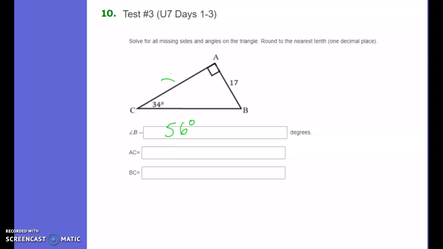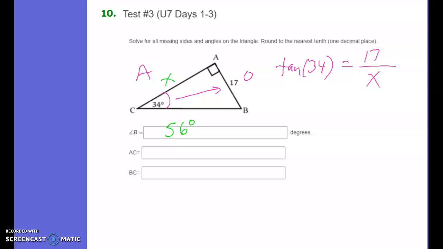So that is right here. I'll just put an X there. So referencing the angle that we have, which is right here, let's use the 34. 34 is across from the 17, so this is opposite. And our unknown that we're trying to find is going to be adjacent. So the tangent of 34 degrees equals 17 over our unknown.